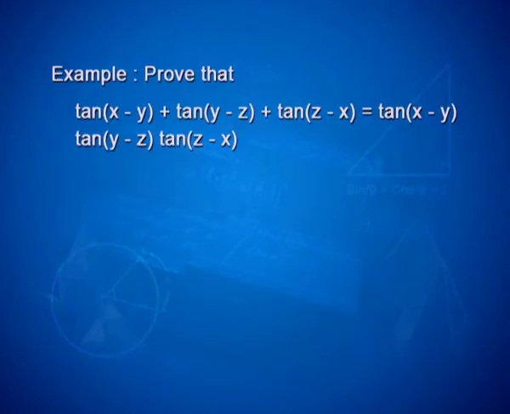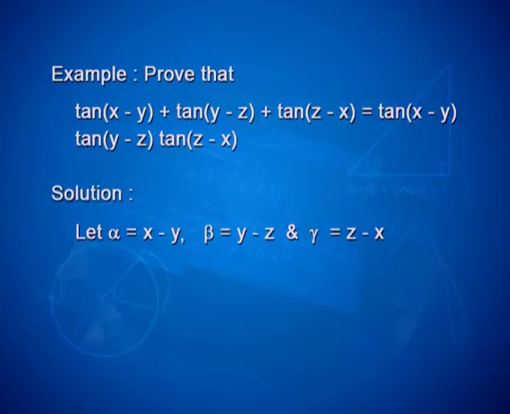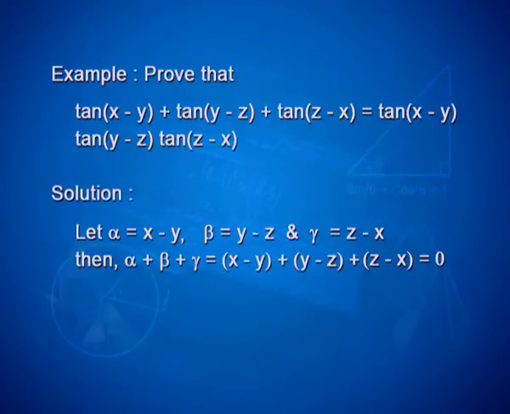We will consider one more example here. Prove that tan of x minus y plus tan of y minus z plus tan of z minus x is equal to tan of x minus y into tan of y minus z into tan of z minus x. For the solution, let alpha be x minus y, beta be y minus z and gamma be z minus x. Then alpha plus beta plus gamma can be written as x minus y plus y minus z plus z minus x, that is obviously 0. Therefore, tan of alpha plus beta plus gamma is tan 0.